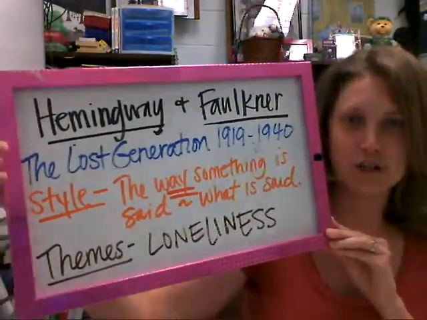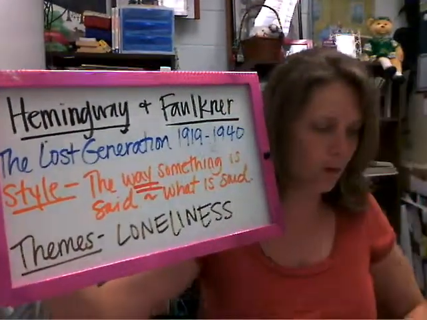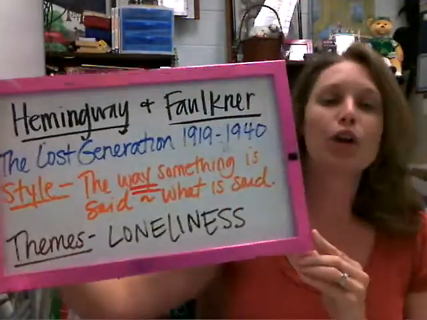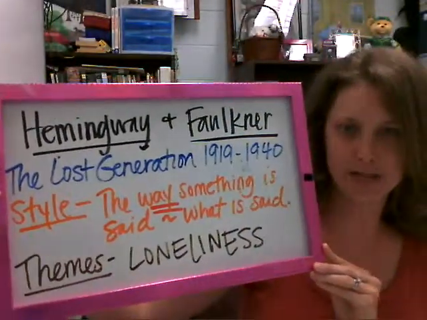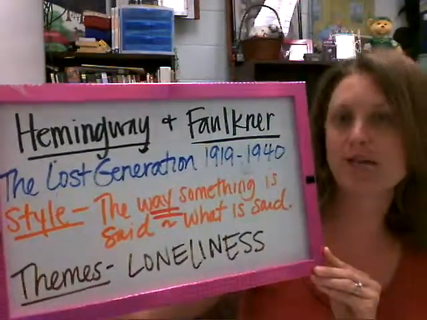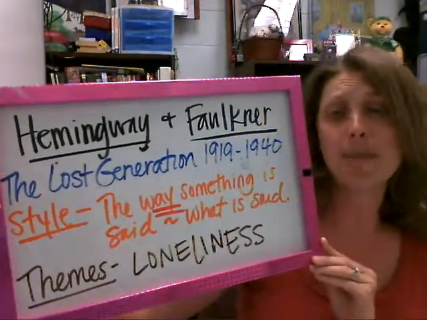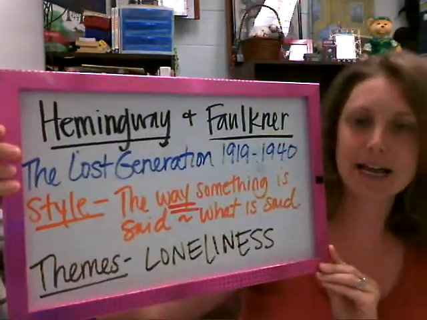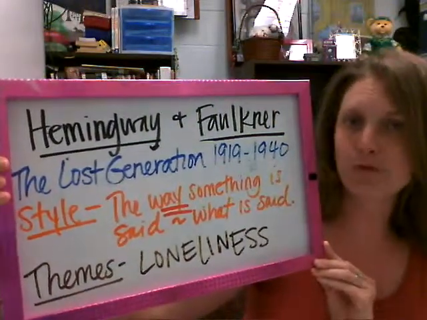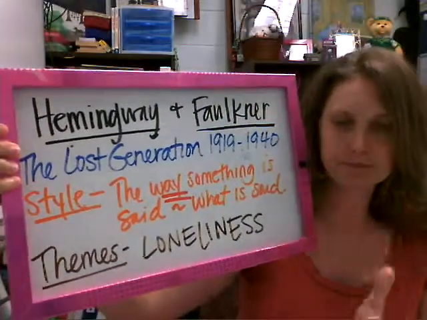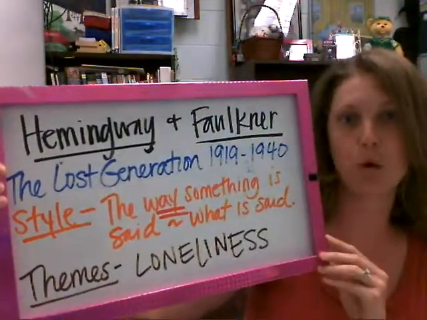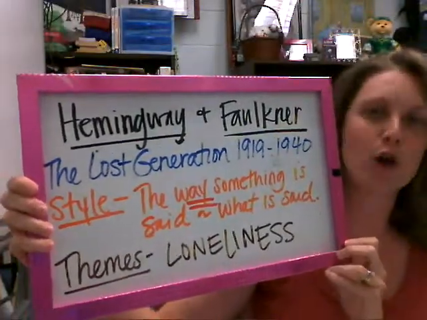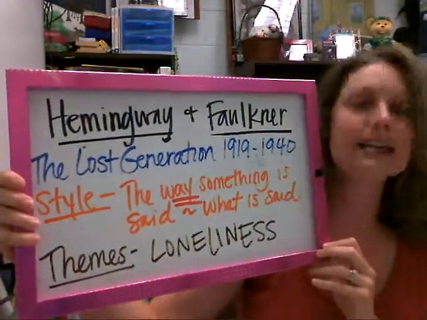Now, let's look at history a little bit. And as I showed you before, you have this slide on your PowerPoint. We're looking at the lost generation, and you can research some of this on your own. It is very interesting. We're looking at the end of World War I, 1919, till 1940, which is pretty much into World War II, all right, called the Lost Generation. They're also called the Expatriates.